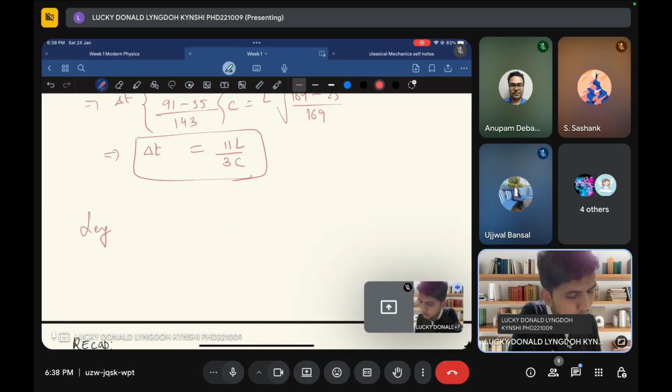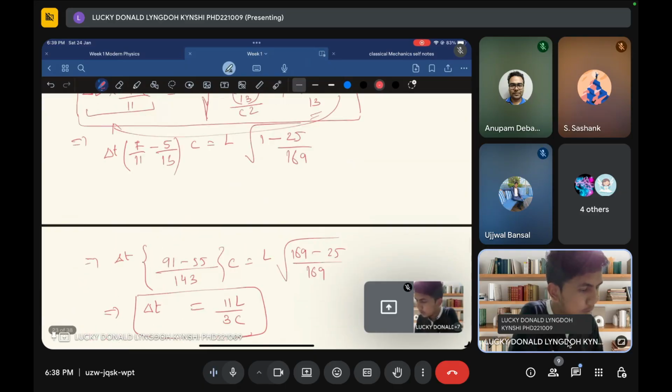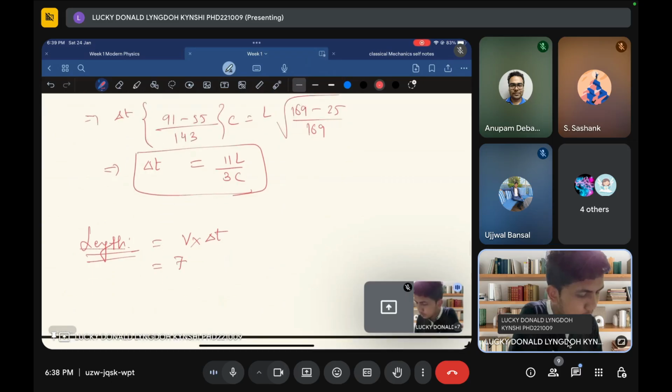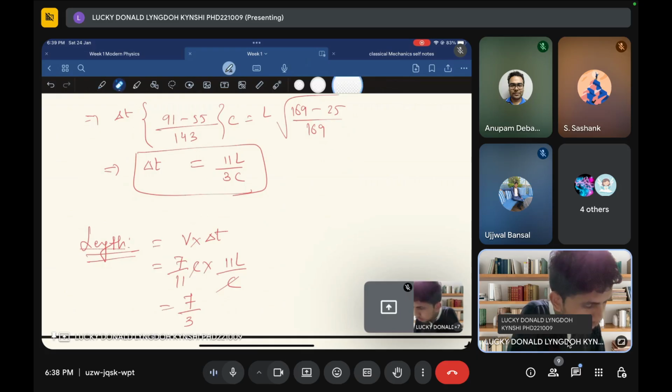Now you know the velocity and the time, so the length is velocity into delta t. Velocity is calculated to be 7 by 11 c, so 7 by 11 c into the time 11L by c. The c's get cancelled, and the 11's get cancelled. We get 7 by 3... oh, sorry, let me just cancel.